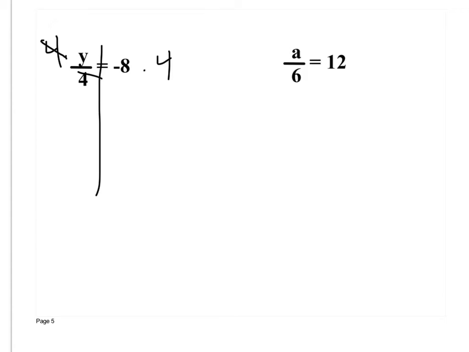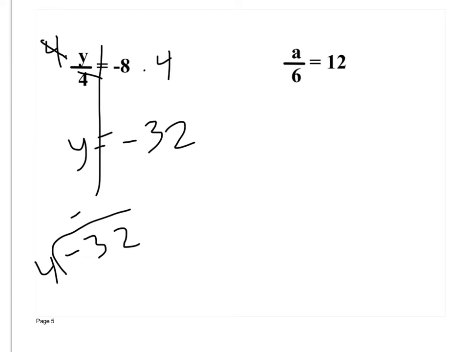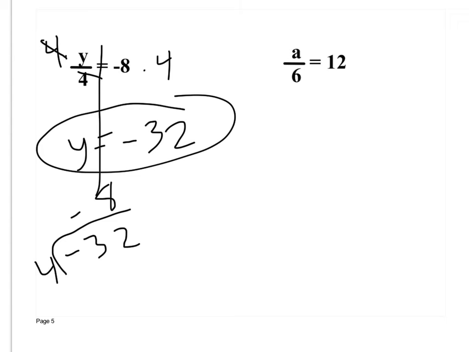Someone tell me what -8 times 4 is. Negative 32. I have to check my answer. What is -32 divided by 4? -8. Is that what I got? Yeah. So y must be -32.